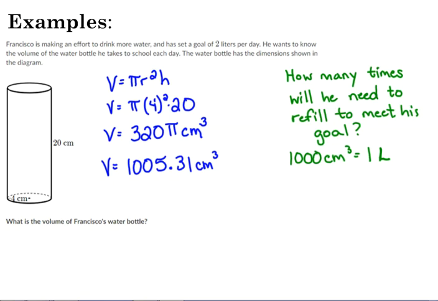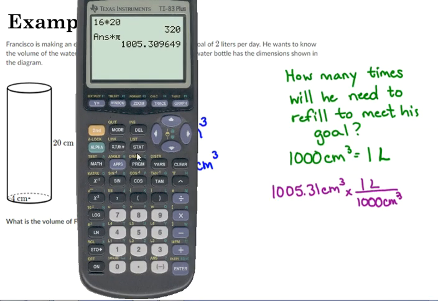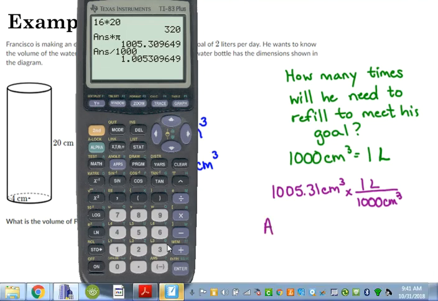So right now, our volume is 1,005 cubic centimeters. We need that in terms of liters, right? So a little conversion here. We need liters, so liters goes on top. We have cubic centimeters, so our cubic centimeters go on the bottom. So we take our number, divide it by 1,000. So, I mean, 1 water bottle is pretty close to 1 liter. So he'll have to refill it at least 2 times. Well, excuse me, refill. He would refill it once, but at least 2 water bottles full.